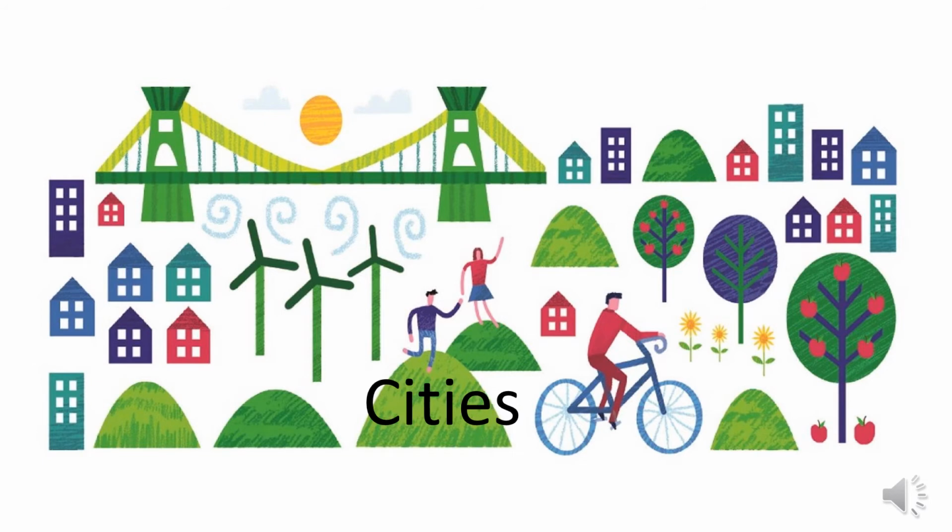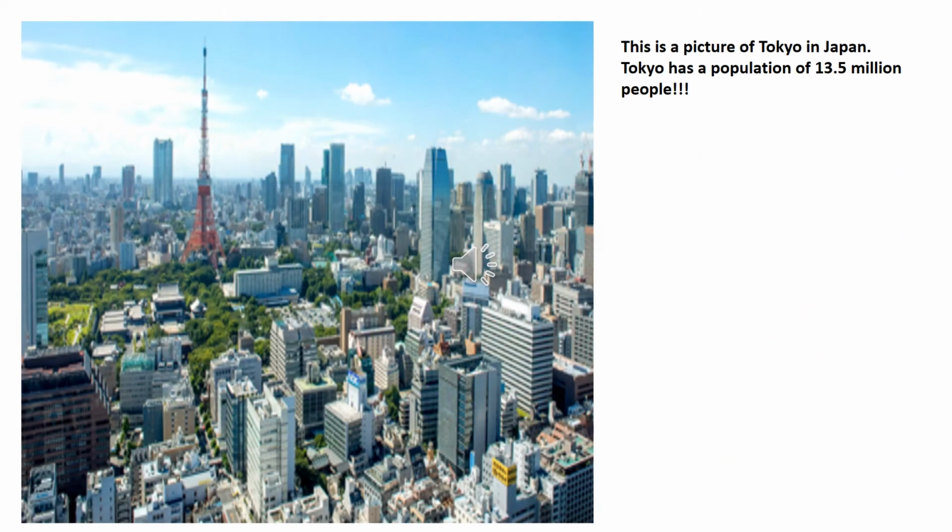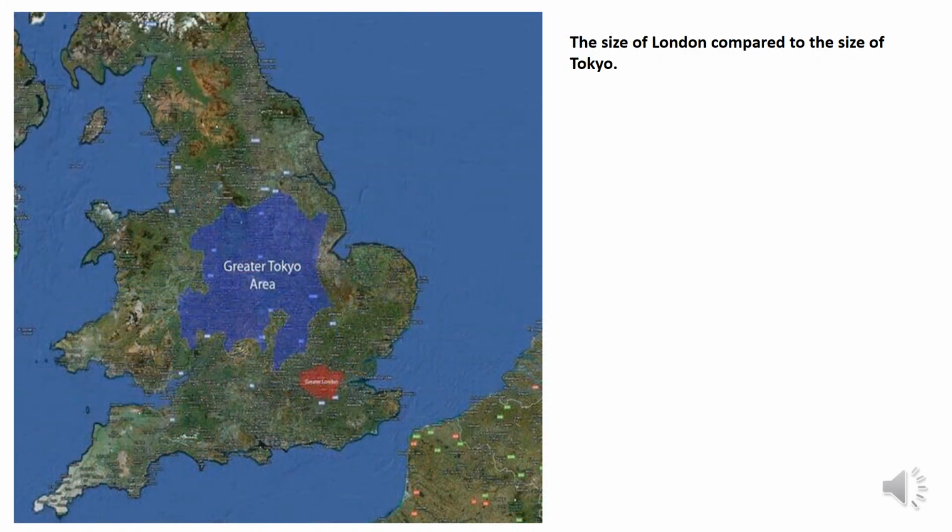Cities. This is a picture of Tokyo in Japan. Tokyo has a population of around 13.5 million people. On the map, you can see the size of London, which is red, compared to the size of Tokyo.